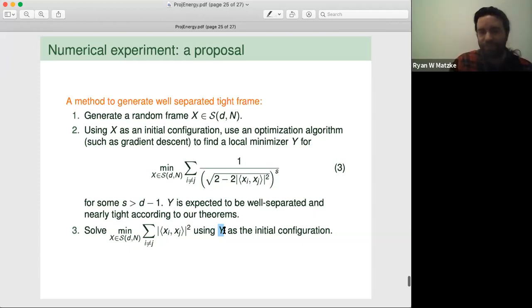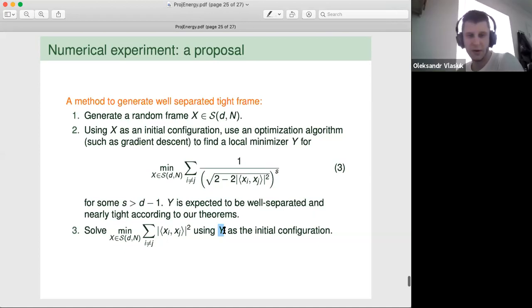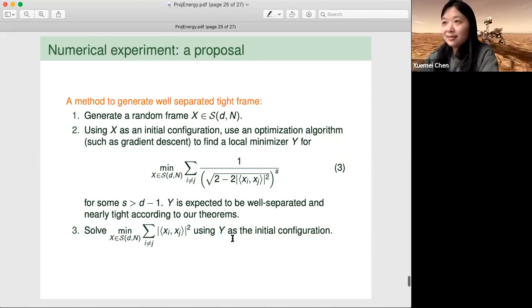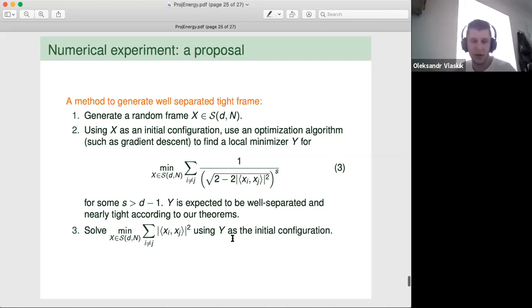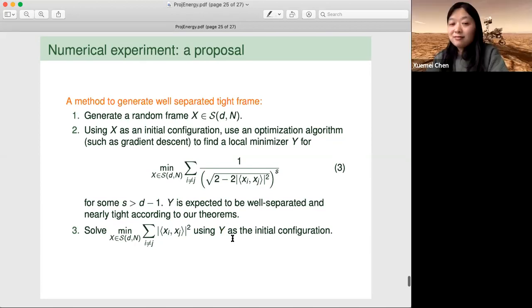Other questions? So you have this third step just to satisfy the frame condition. The tightness, yes, that's right, exactly. But do you have any guarantees? Do you have any theoretical results towards what Carlos was saying, like when you do not degrade separation, things like that? No, I don't. I think that's interesting future work.